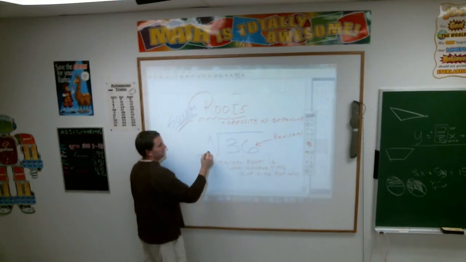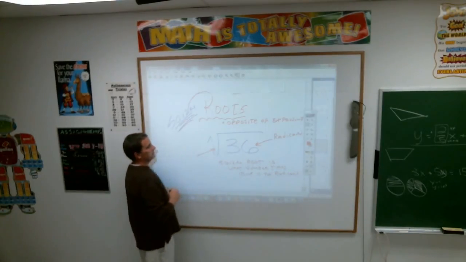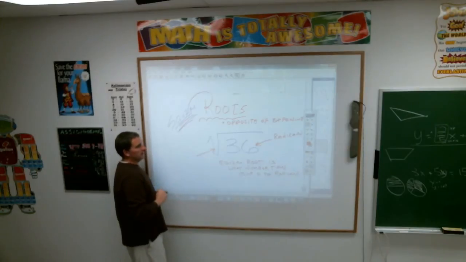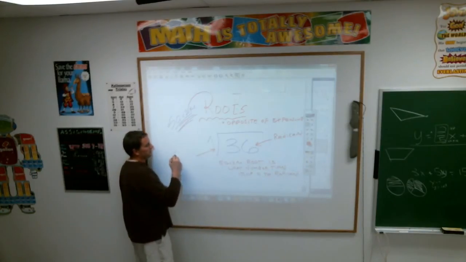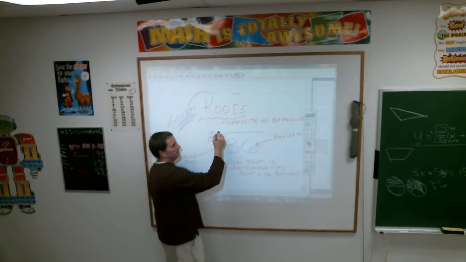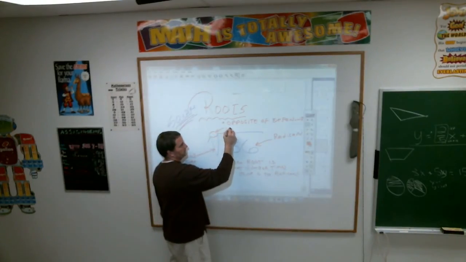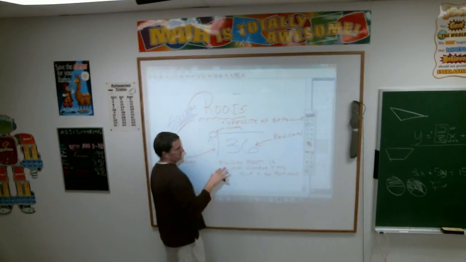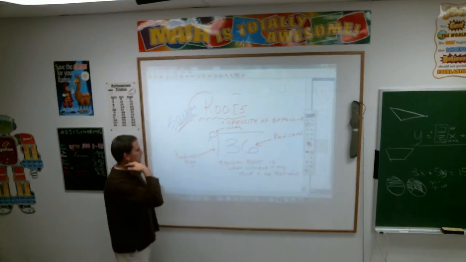And this little thing right here, guess what that thing's called? If you were a surfer in California, you would like this because it's called the radical sign. It's radical, dude. The number that isn't there, if there was one there, is called the index number. And in this case, there's no number there, so we call it a square root.